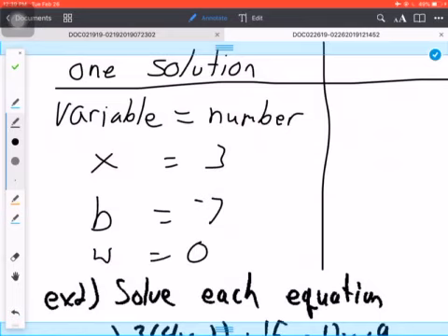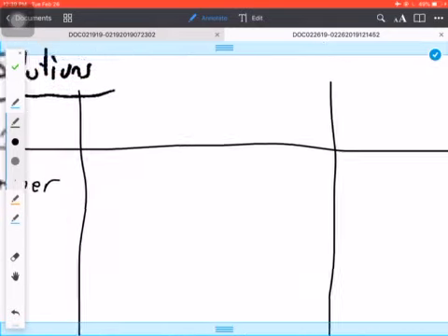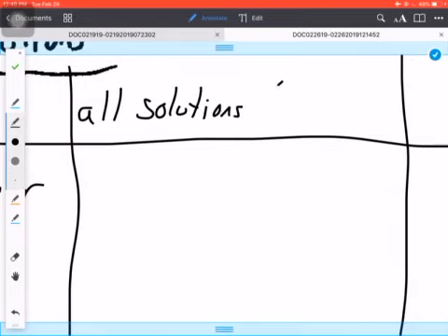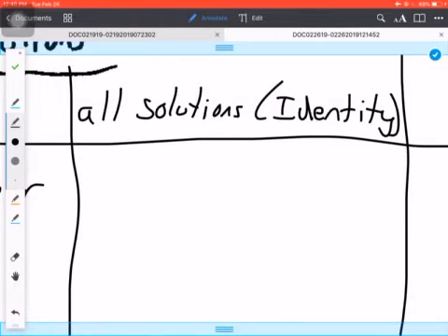W equals 0. Things like that. Now, there are two other types of solutions. One of the solutions that we could also have is something called all solutions, or sometimes we also call it an identity.